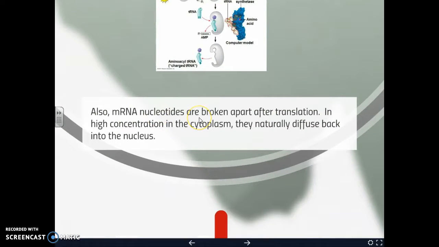When the mRNA is done out in the ribosomal complex, its nucleotides just get broken apart, chopped back up. The A's, the U's, the C's, and the G's go back into the nucleus because they're in higher concentration in the cytoplasm, and they go back into the nucleus.